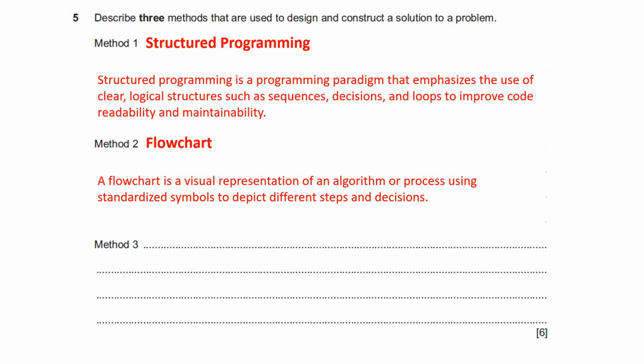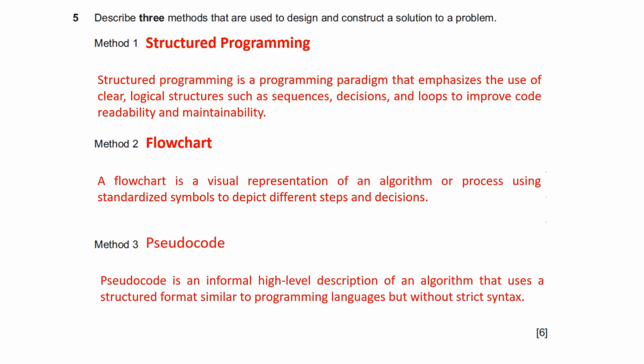Method 2 is flowchart. You can also present your logic in the form of a flowchart, because a flowchart is a visual representation of an algorithm or process using standardized symbols to depict different steps and decisions. Method number 3 is pseudocode. You can write a simple pseudocode. Pseudocode is an informal high-level description of an algorithm that uses a structured format similar to a programming language but without strict syntax.